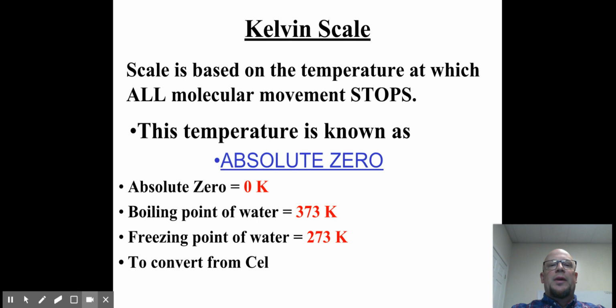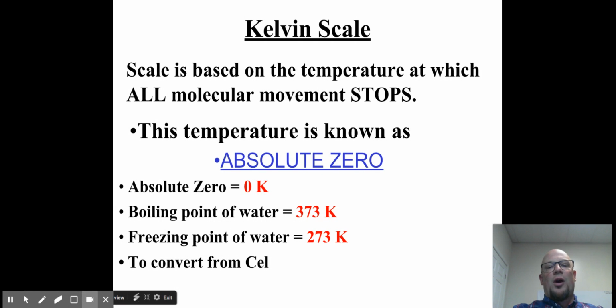And then we talked about the Kelvin scale. This scale is based on the temperature at which all molecular movement stops, known as absolute zero. And so they invented a scale where 0 Kelvin is absolute zero. The freezing point of water is 273, and the boiling point is 373. And so to convert from Celsius to Kelvin, you're basically just going to add or subtract 273. And so make sure you have that down.